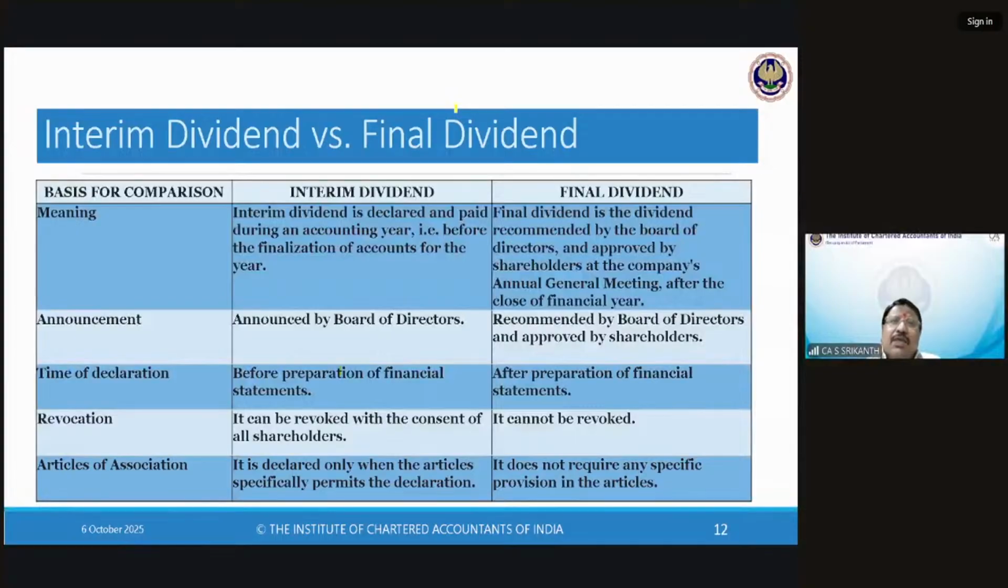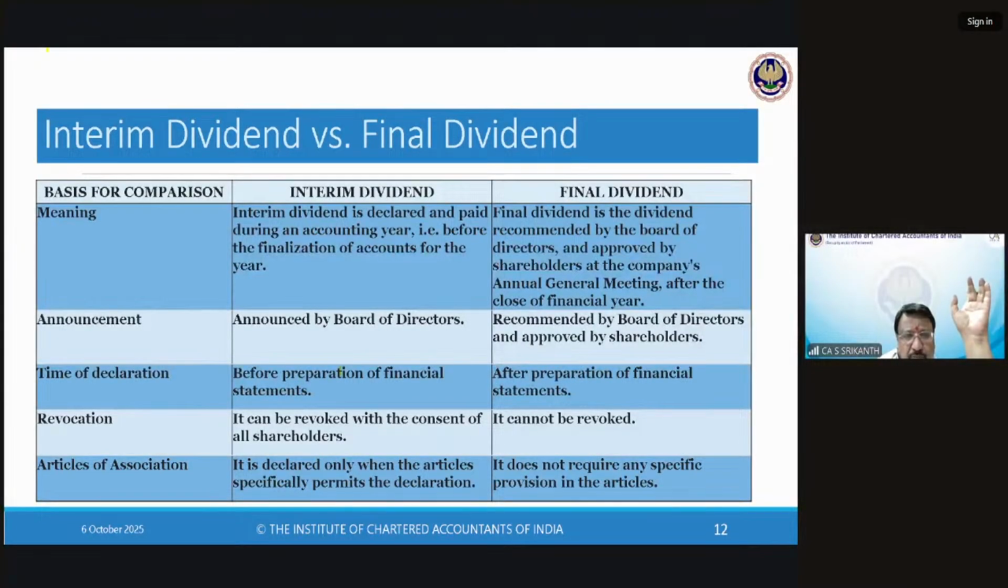Just for the sake of propriety, we try to distinguish between the two. First of all, interim dividend is declared and paid during an accounting year, that is before the AGM, before the finalization. Final dividend is recommended by the board of directors and approved by shareholders at the company's AGM. As per the law, interim dividend can be declared from the 1st of April, from the closure of the financial books, to any time till the AGM is held.